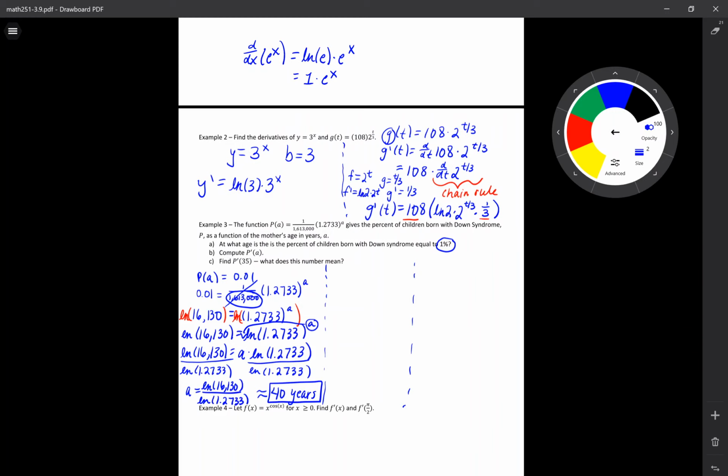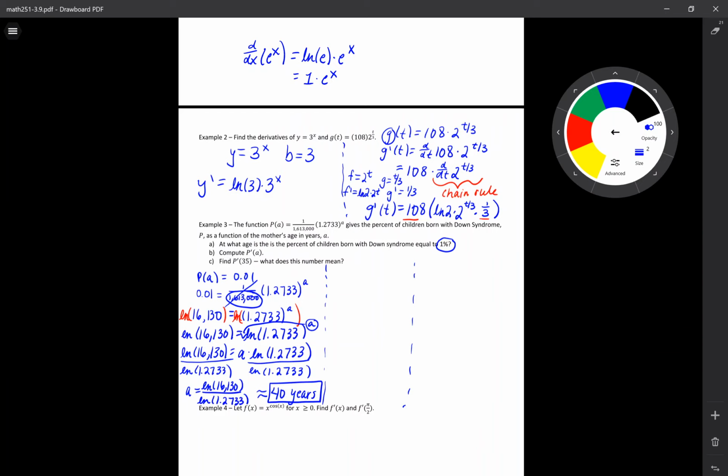So the trick here was to take the natural log of both sides, since I wanted that a to come down in front of our expression. And then once I did that, I simply had to divide through by that natural log expression. All right, part B says to compute p prime of a. So I want to take the derivative of my function here.